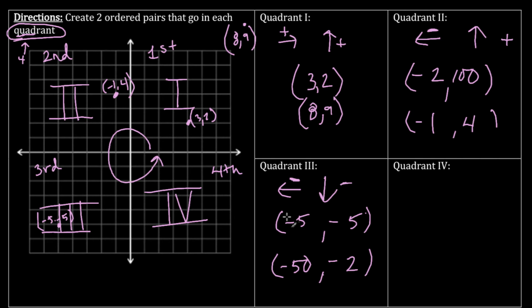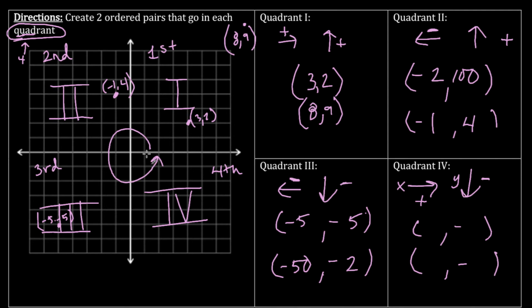And lastly, quadrant 4 is over here. If you notice, you move to the right and then you move down. So if you move to the right, your x is positive. If you want to put x here and y here, that's fine. If you move down, the y is negative. So the y is negative.